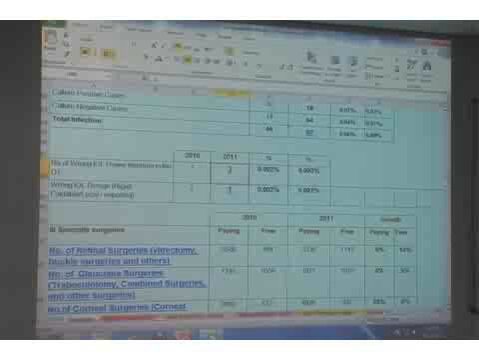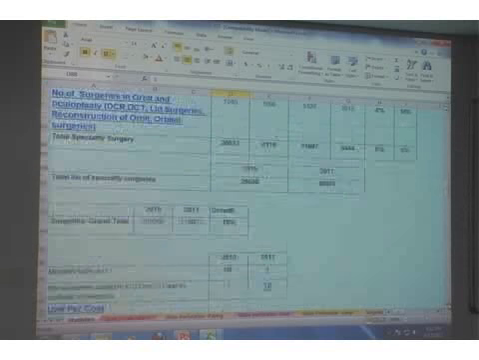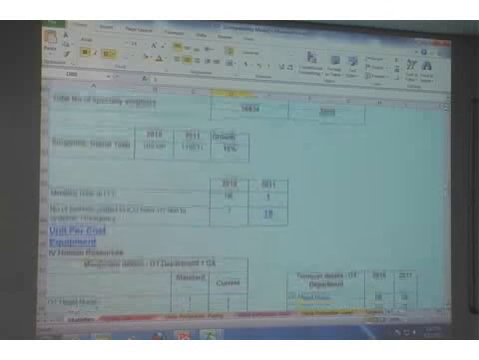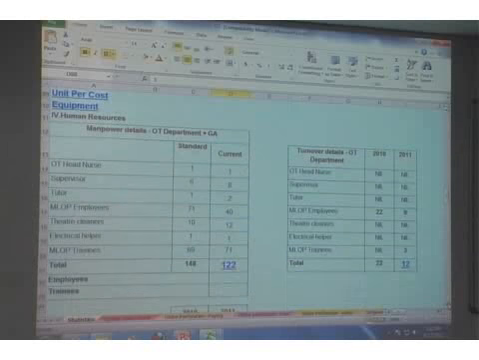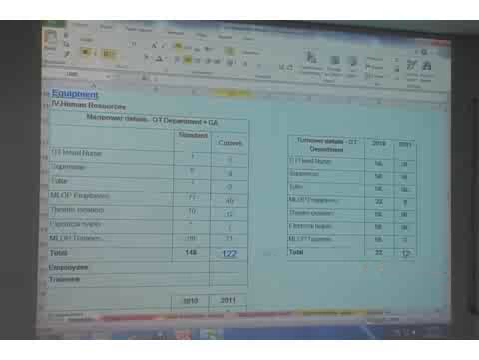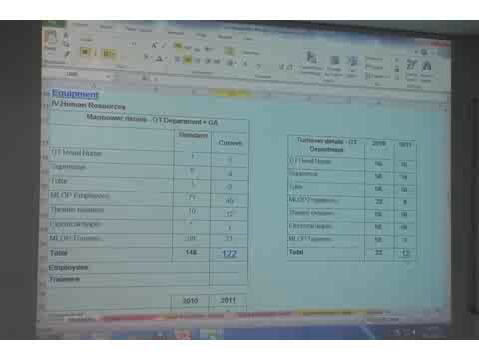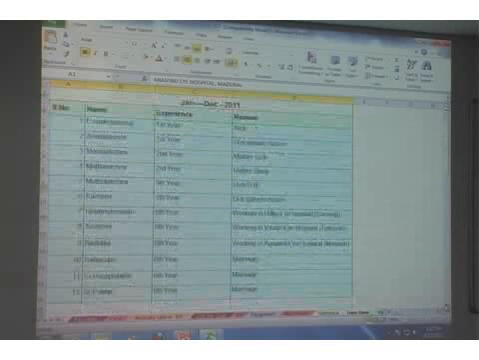Also, because of the OT, they capture all the specialty surgeries, how many were done, and the unit cost also. What are the equipments they have? This is the manpower details. In 2011, about 12 people have left, so currently they have 122. Probably they had 134 people, and 12 people have left the department. And if you go there, we have the reason why they left. All the detailed, actual reasons will be available there.